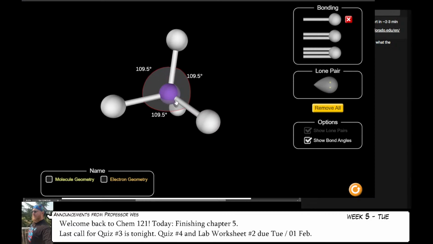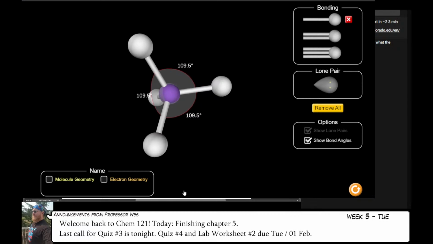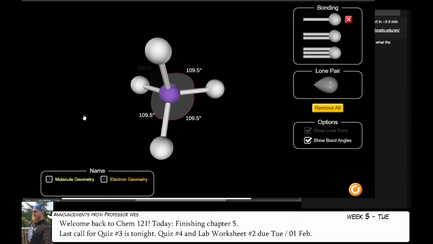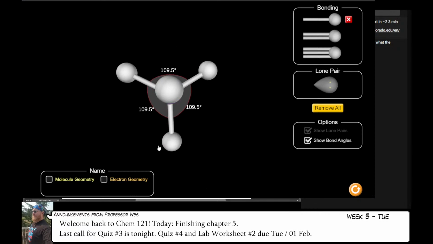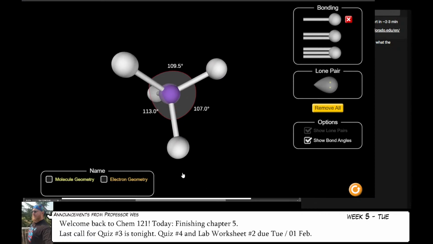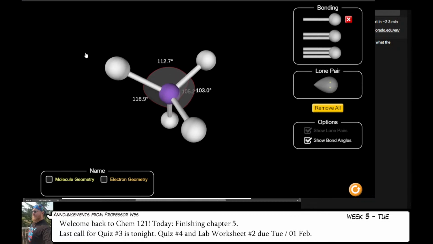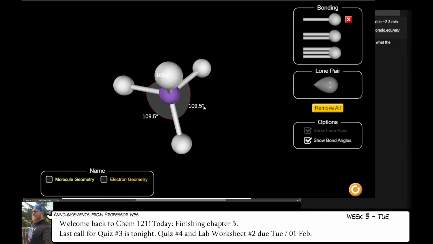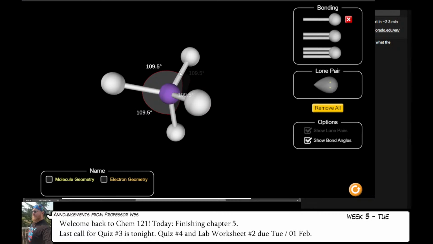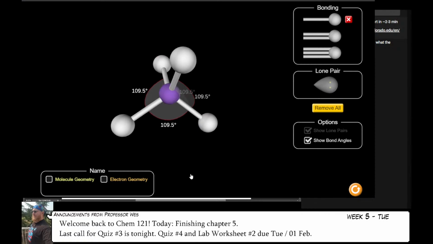Because electrons repel. And so what this program is doing is automatically calculating the repulsion between each of the bonds. So that if I were to move something, all of the angles would then change their position relative to that until everything is in equilibrium. The force on each of the bonds from the other bonds is the same. And that only happens when you have this shape.